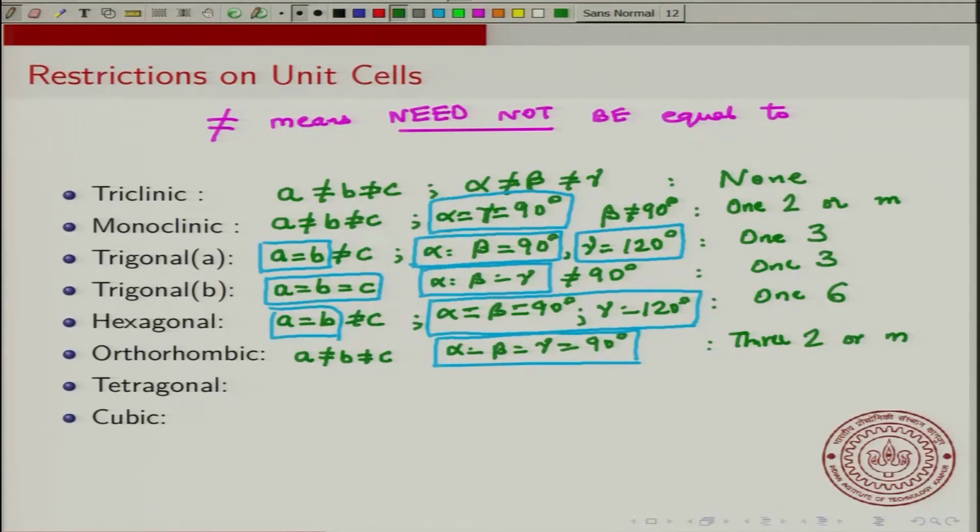Okay, notice that for monoclinic, the essential requirement is one 2-fold axis or M. Okay, so an orthorhombic system can also be monoclinic. Okay, it can be monoclinic. But this is the essential symmetry to be orthorhombic.